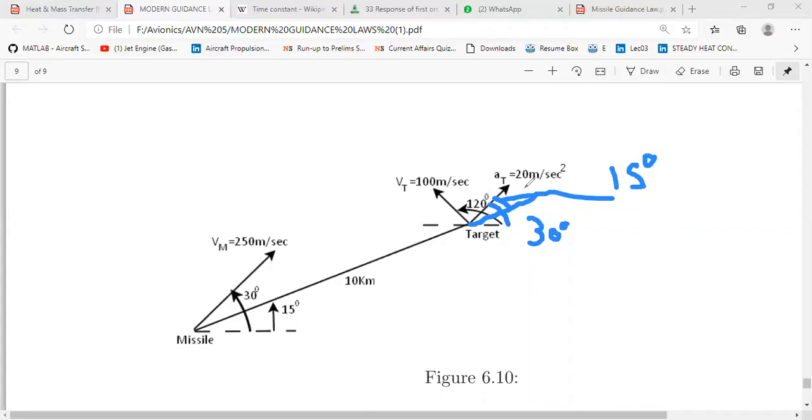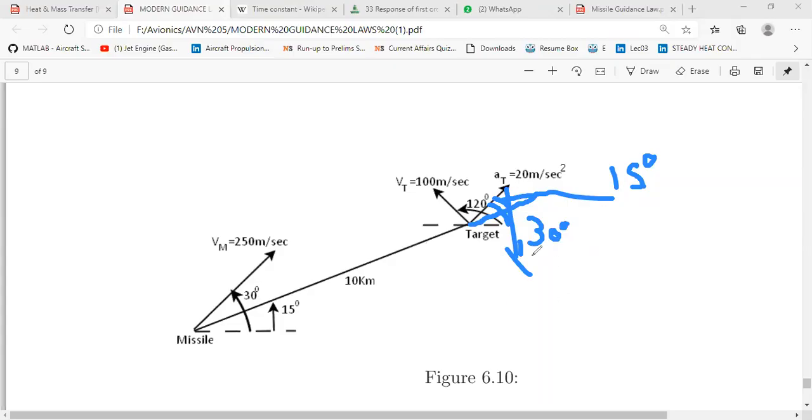So for this 15 degree, we need to find out what will be the acceleration. Find out first of all the component of acceleration perpendicular to the line of sight, that we need to use in the formula. That will be your y double dot. Y is known to you, y dot is known to you, and remaining components are known to you from the previous numerical. So find it out.